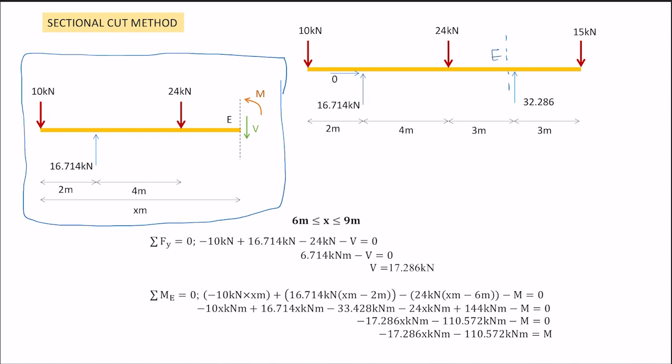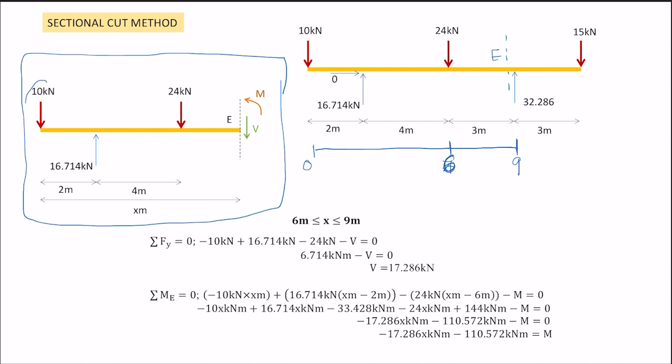The boundary is from here to here. Okay, so from here, zero to here, that is 6. This is 9. Therefore, X must be bigger or equal to 6 and must be less or equal to 9 meter. Total force Fy equal to 0.